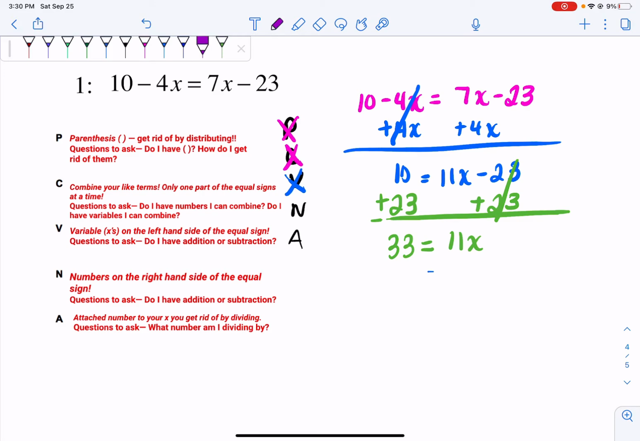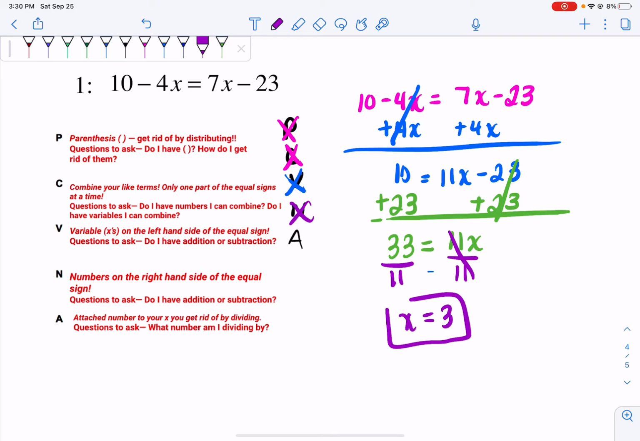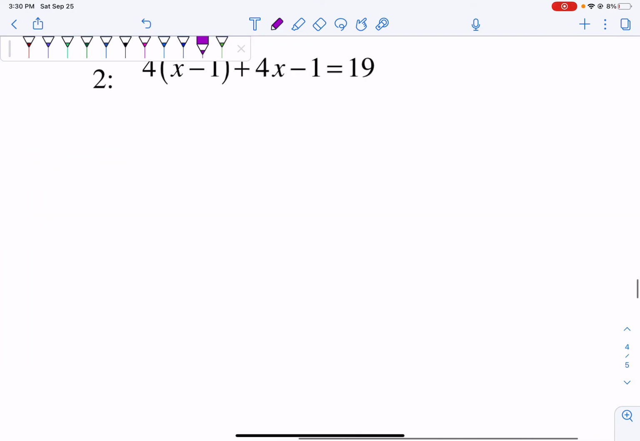Now I have to ask myself, how do I get rid of that number attached to my variable? I'm going to divide both sides of my equation by that 11. Divide by 11, divide by 11, and I get x is equal to 3. And that's my final answer. Now let's do our next example.